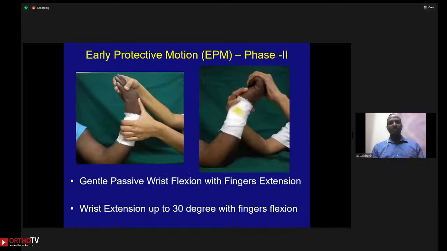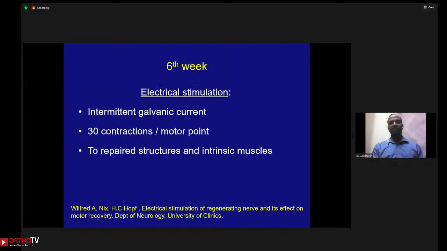Next, by the 5th or 6th week, we can go for the second phase of early protective motion, that is with the wrist flexed, the MCPs and fingers should be extended. All fingers should be extended from the MCP level. When the wrist has been extended up to 30 degrees, the fingers can be flexed, but not beyond 30 degrees, as it will force more on the wrist flexors. With 30 degrees of extension, you can fully make a fist. This also goes passively first and then slowly to active motion.